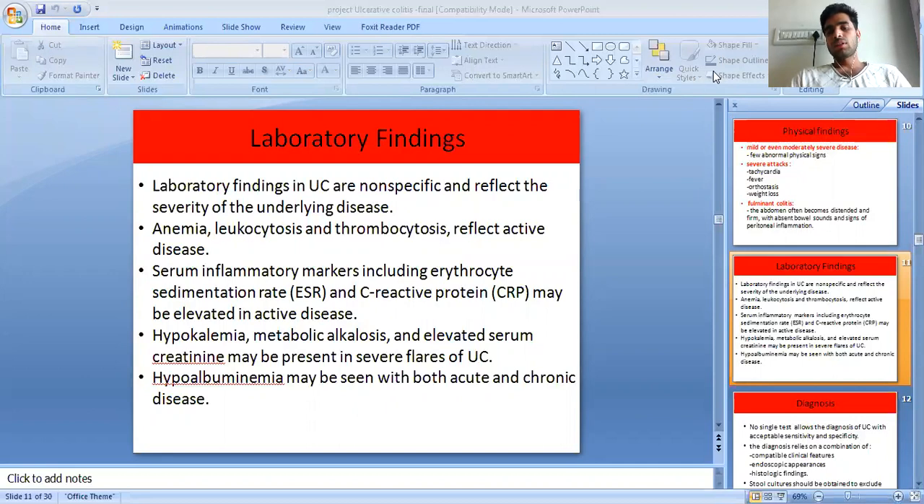Now, in today's class, we will discuss diagnostic techniques of ulcerative colitis, diagnosis therapies, then management of ulcerative colitis in modern and Ayurvedic also. So, students, let's begin with diagnosis.